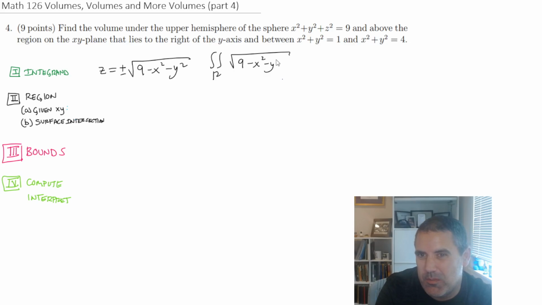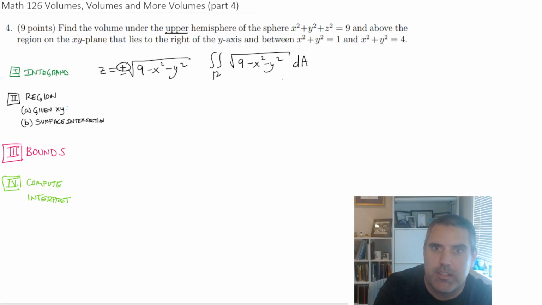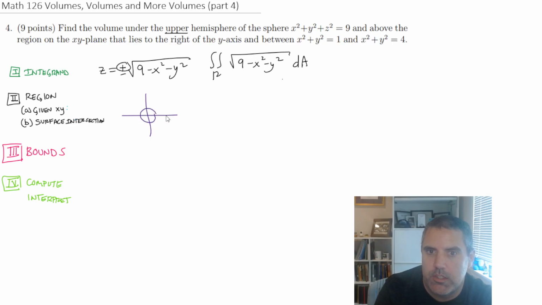In particular, it's a sphere, so this is not that bad to visualize, and it says upper hemisphere, so we only have to think about the positive. Step 2, draw your region. What are the given xy equations? The given equations are a circle of radius 1 and a circle of radius 2. So that appears to finish the problem off, meaning it appears that that told me everything.